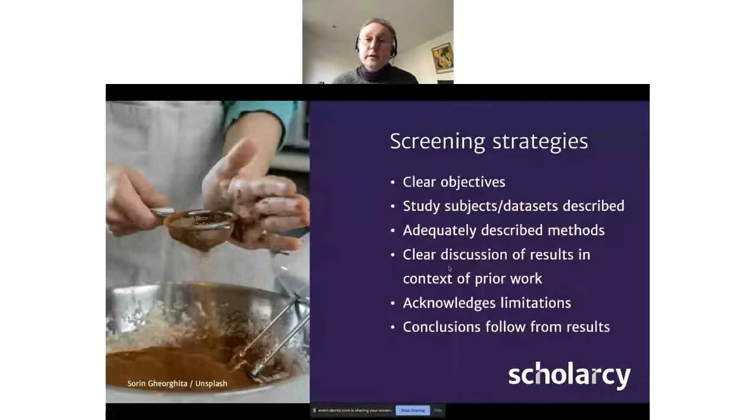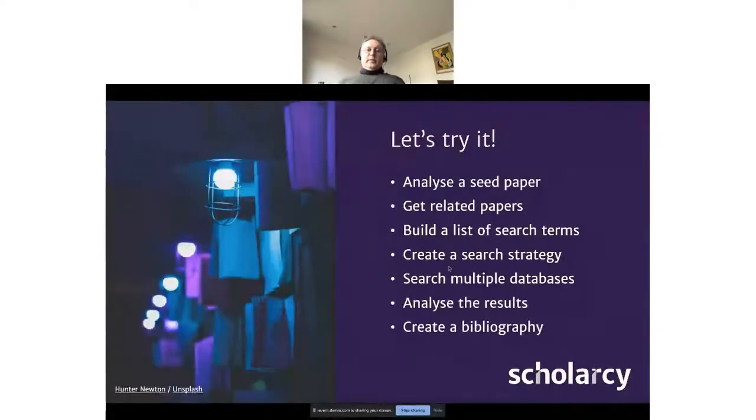Every study should acknowledge its limitations. All work, even the best research, has limitations, and it's important that studies acknowledge this. And finally, do the conclusions follow from the results? So once the results have been discussed, there's usually one or two key takeaways. Do these follow on from the results that have been presented? Okay, so if we do all this, then you should have a good chance of having a good review.